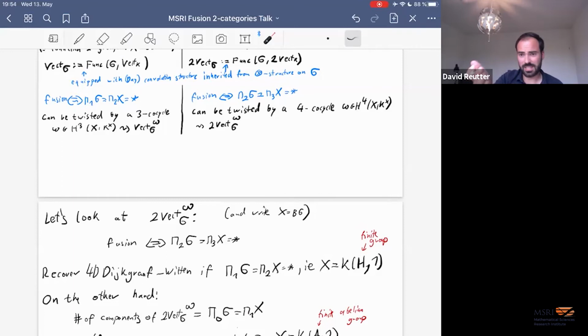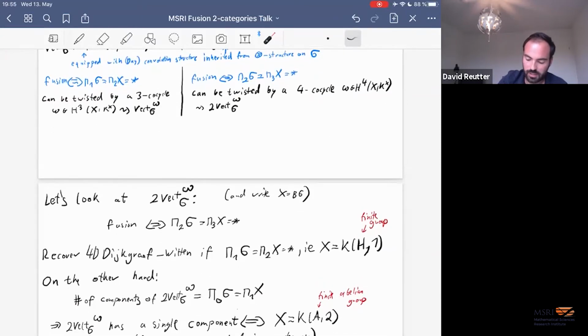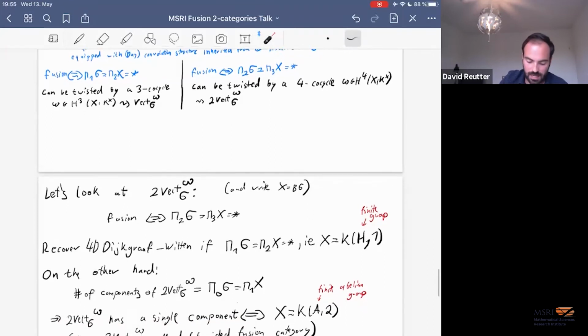So this gets back to your question earlier. If there is a non-trivial pi 1, so if it's not just a group, then you would have some non-trivial multifusion category with various components. So the number of components of this guy is pi 1 of X. So if we require pi 1 of X to be trivial, so if we require that X is just in KA2 rather than in KH1, then this implies that this guy has a single component. It's actually an if and only if.